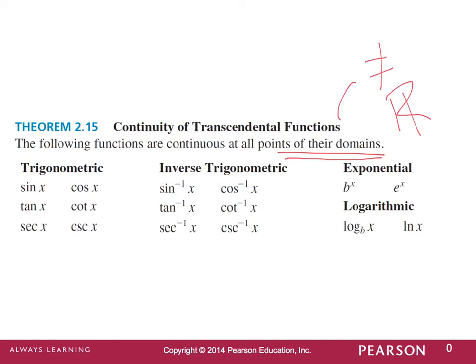We know that y equals secant x has vertical asymptotes at pi over 2 and 3 pi over 2 and every successive pi over 2 after that. And so those points aren't part of its domain. However, the points that are part of its domain are continuous. The function is continuous at all of those points. This list also consists of some other functions such as inverse trig functions and some exponential and logarithmic functions that are continuous for all points on their domain.